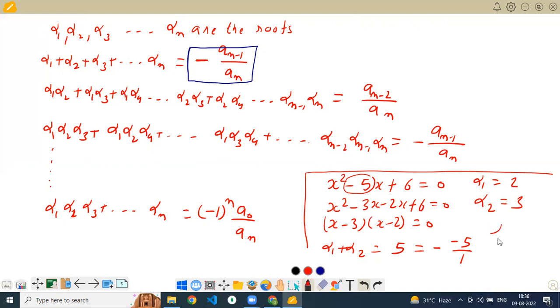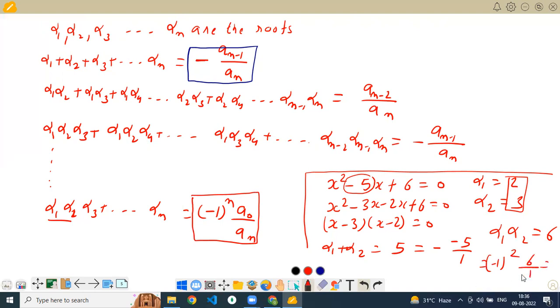What is alpha 1, alpha 2? Which is equal to 6. 3 into 2, 6. Alpha 1 into alpha 2 is minus 1 to the power n, a0 upon an. So this is minus 1 whole square, a0 is 6 by 1. This is equal to 6.